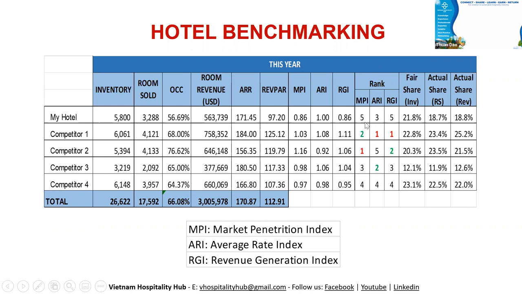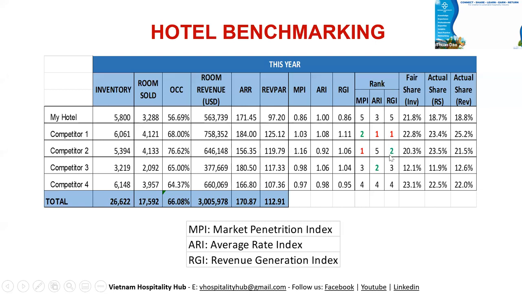Let's say in this case, in terms of occupancy, this hotel is number 1. But in terms of ADR, this hotel is number 1. And in terms of the RevPAR index, this one is number 1. Okay, this one is good in terms of occupancy, but the ADR is ranked number 5. So that's why their ranking of RGI is actually number 2, not number 1.